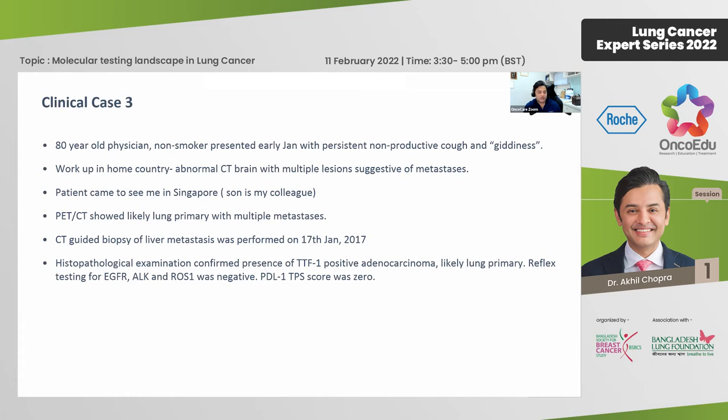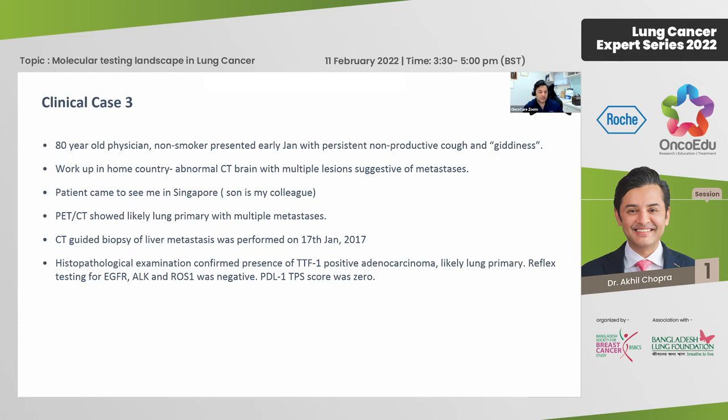She had a workup. She was in Penang in Malaysia, mother of one of my colleagues who was working with me in Singapore. So the original scan in Malaysia showed multiple lesions in the scan of the brain, suggestive of metastasis. So immediately the son flew her to Singapore. We did a PET scan that showed likely a lung primary with multiple metastatic lesions. We did a biopsy of one of the metastases in the liver, and that showed a TTF1 positive adenocarcinoma.